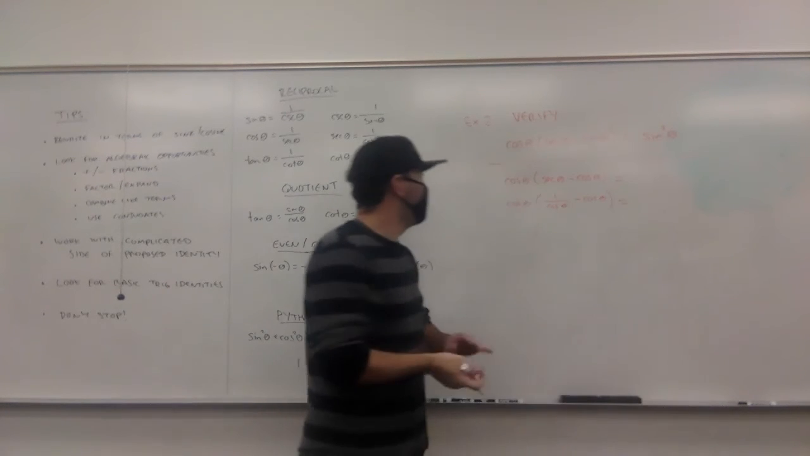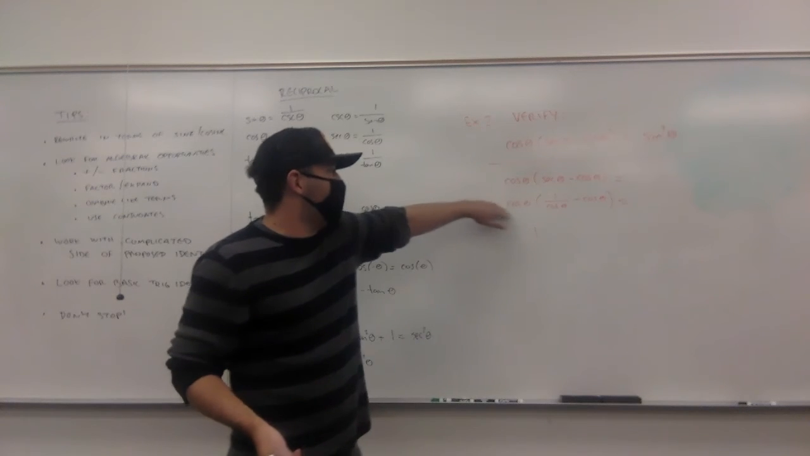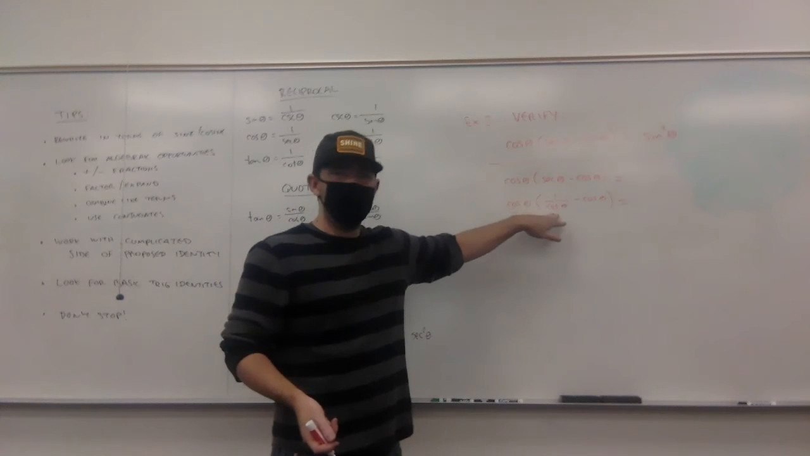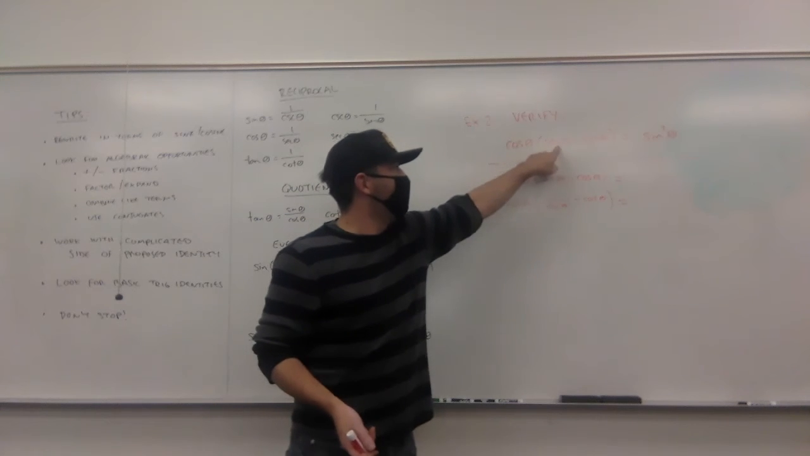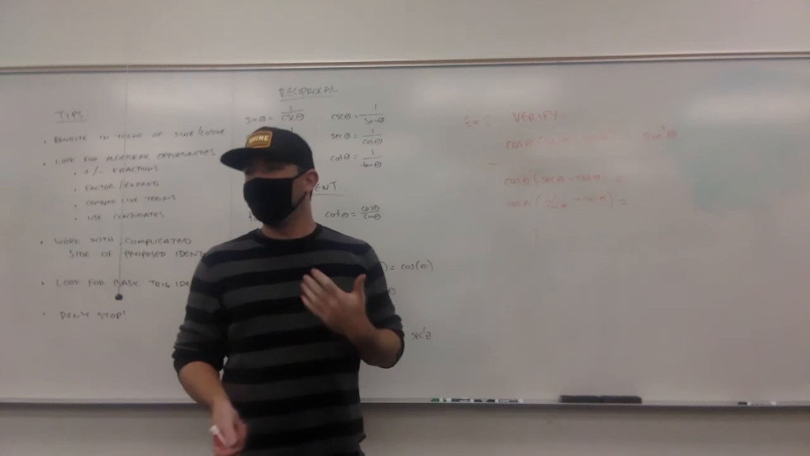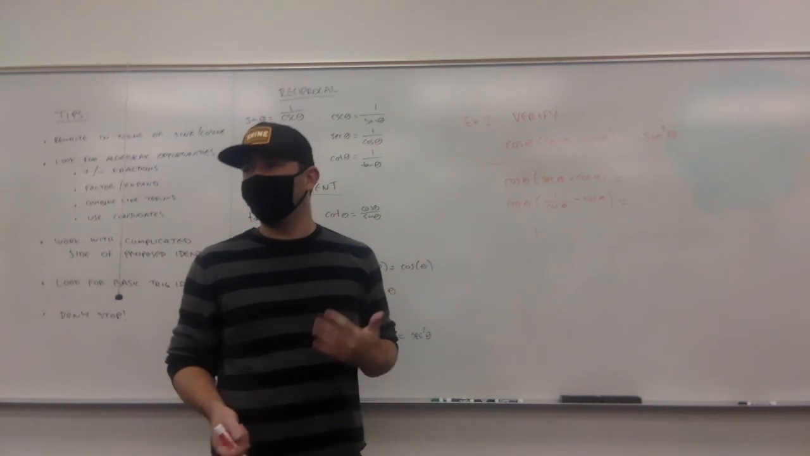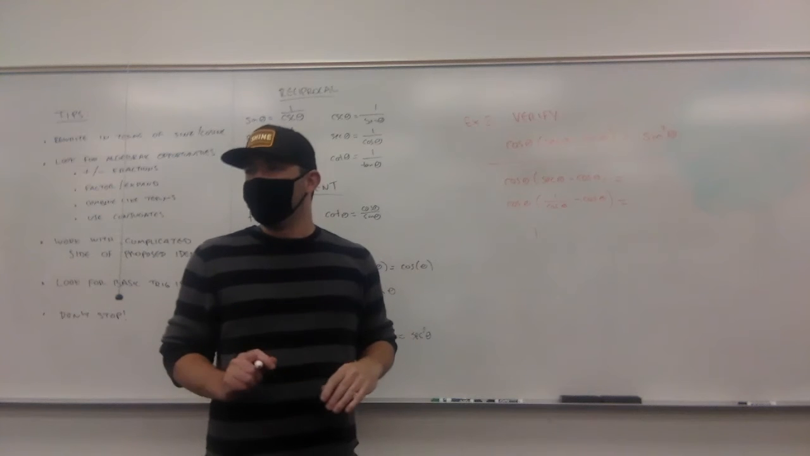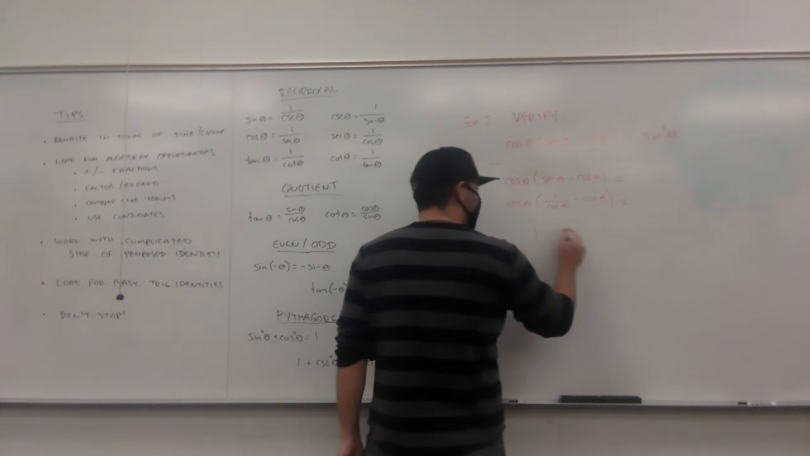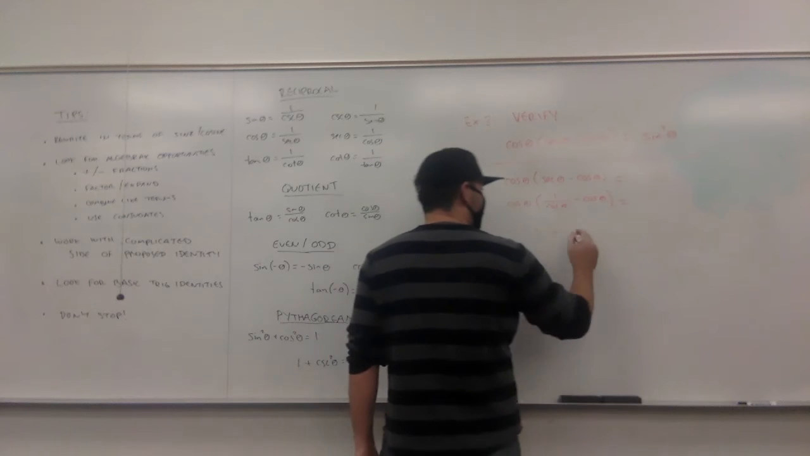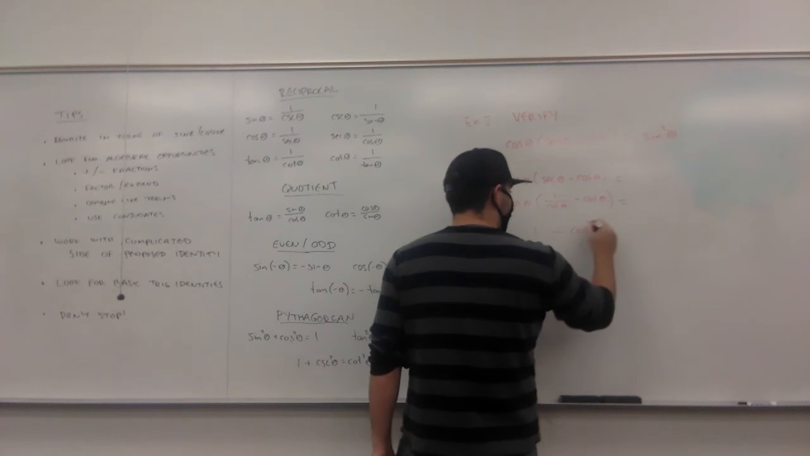It's important to note, actually, that this is true only if cosine theta is not equal to 0. But we already know that cosine theta can't equal 0 because secant theta is in the original proposed identity here. So that value of theta is already out of the domain of the problem. So cosine theta over cosine theta is 1. Cosine theta times negative cosine theta is negative cosine squared theta.